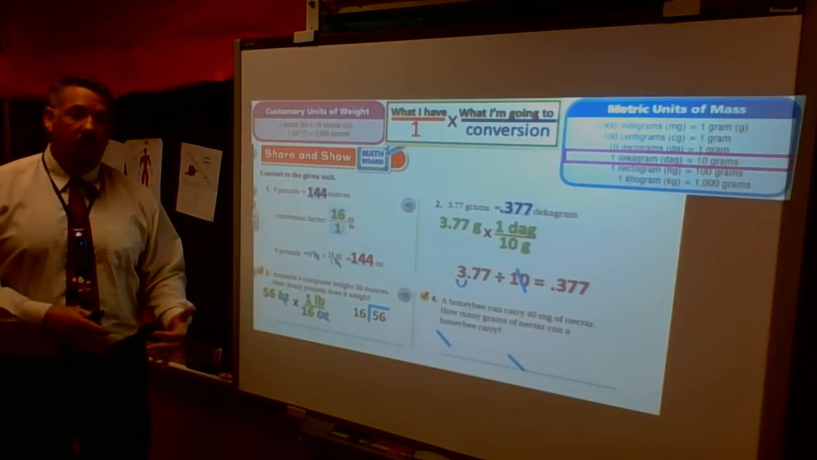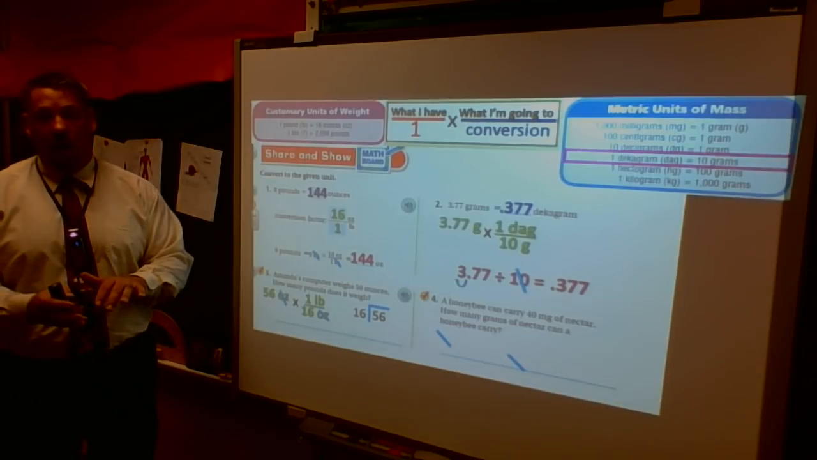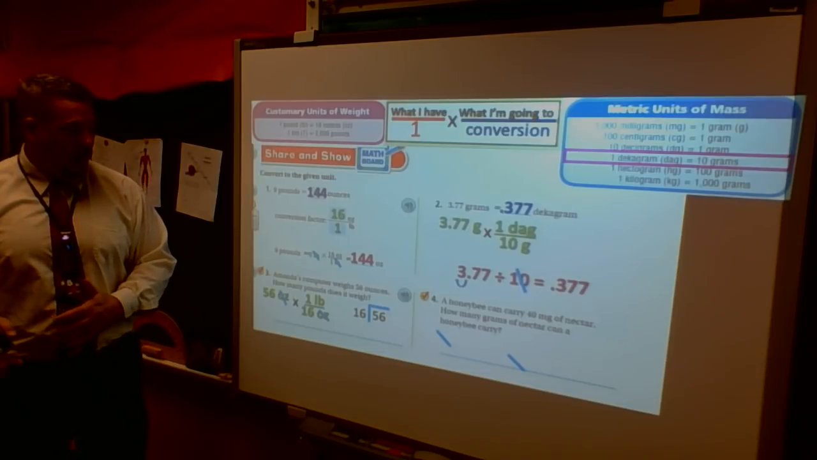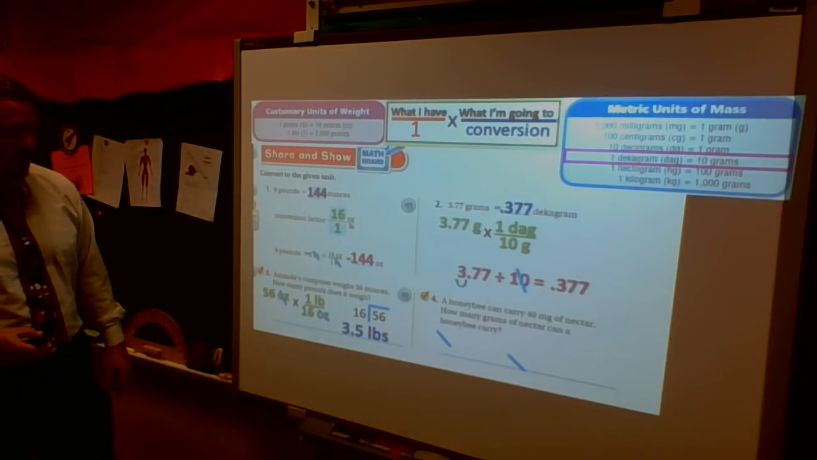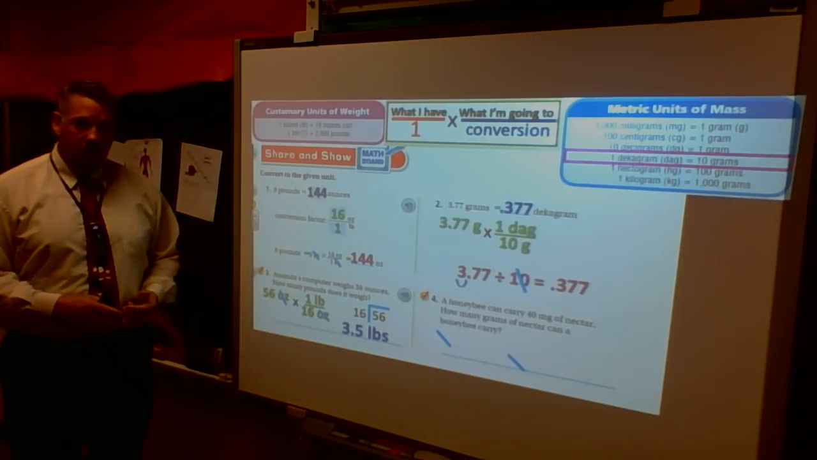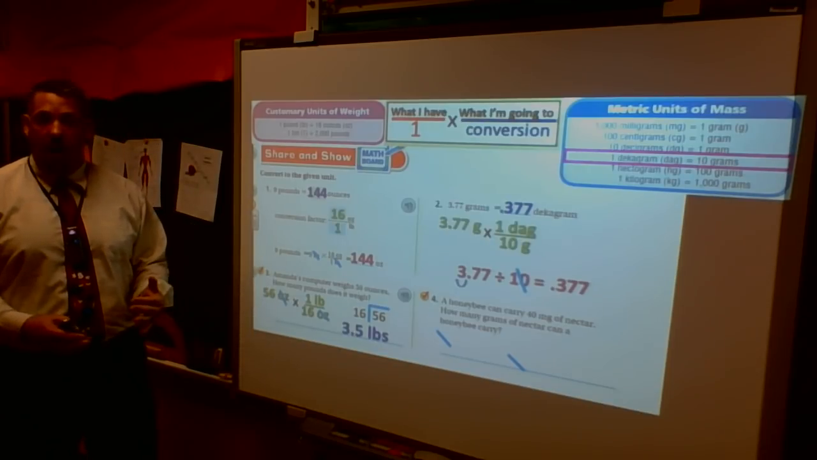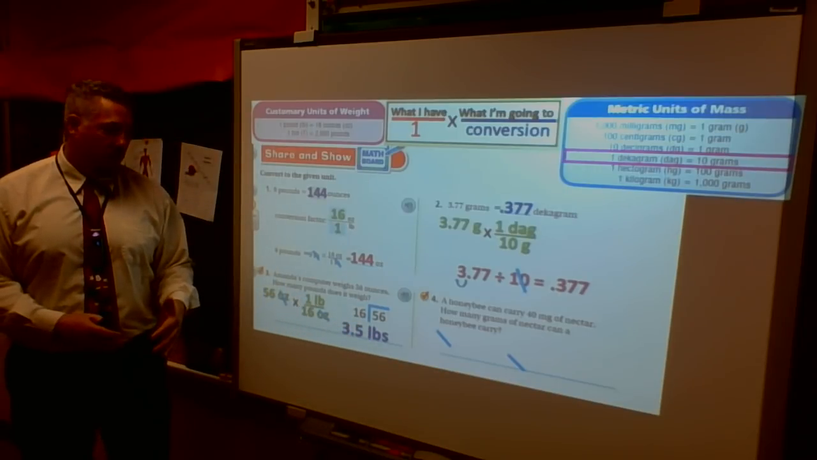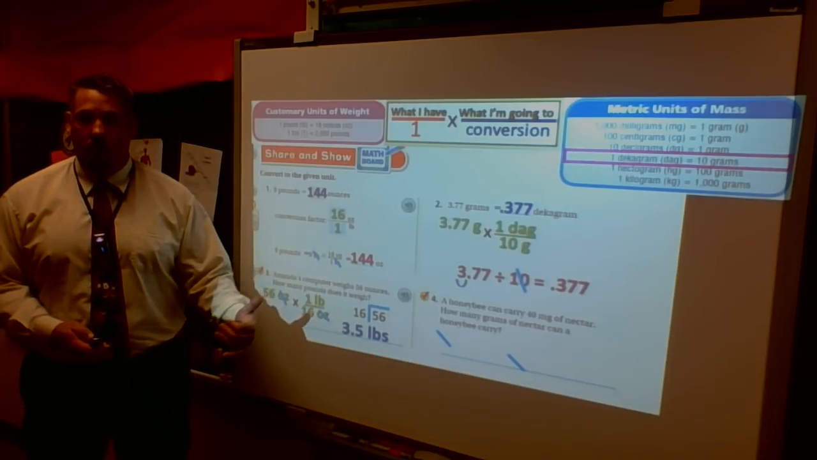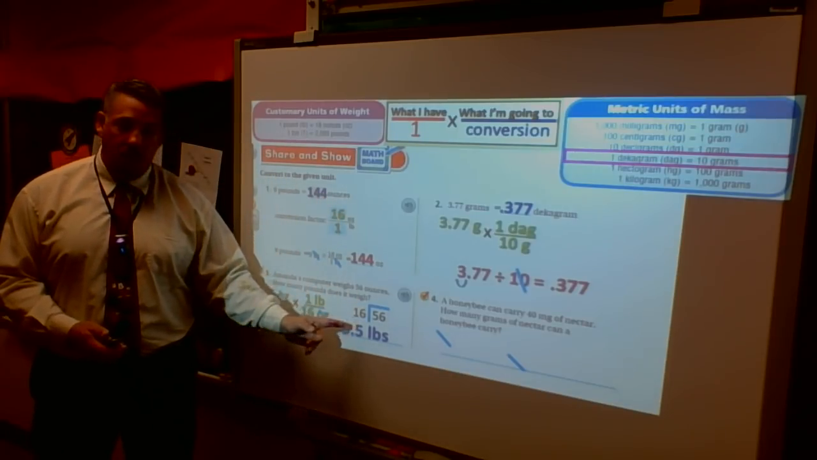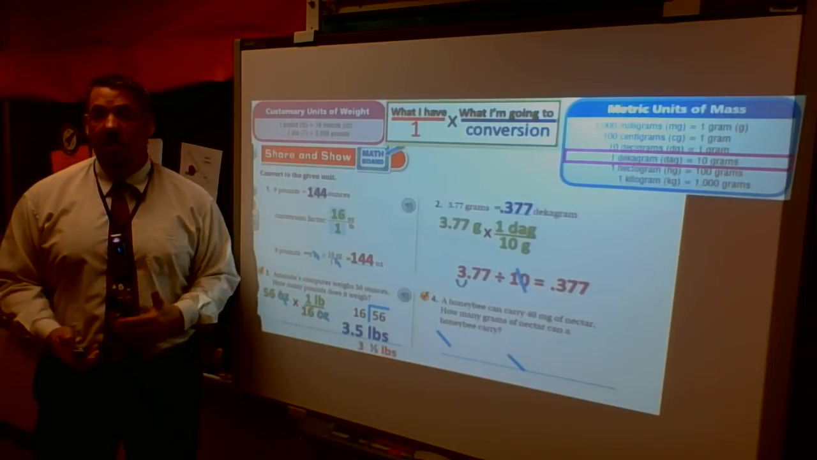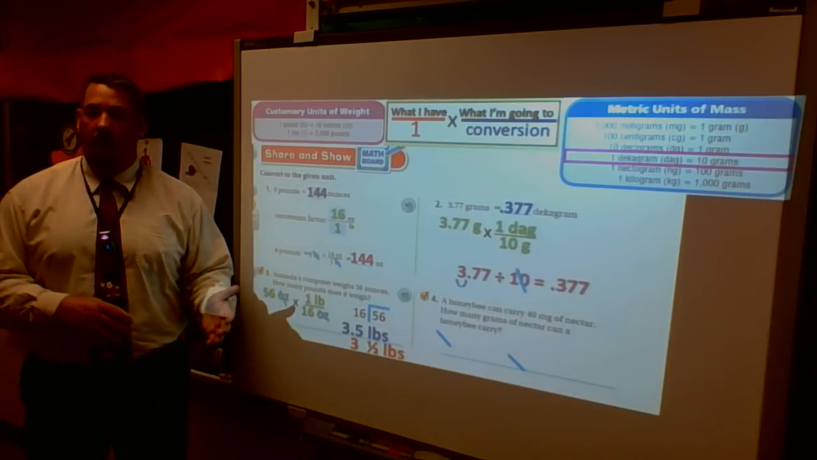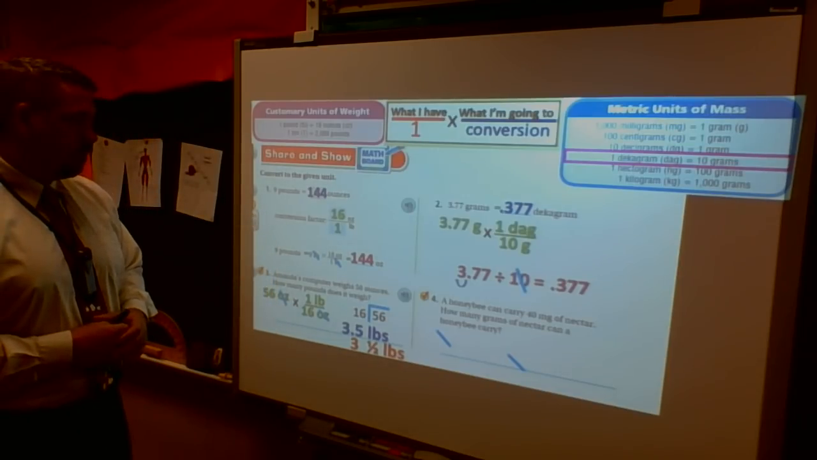If I have 56 over 16, then I know it's division. Any fraction is division. I take my top number, put it inside my box, divide by my bottom number. So the numerator is divided by the denominator. 16 goes into 56 3.5 times. So I know 56 ounces is the same as 3.5 pounds, or you could have done it as a mixed number. You could have seen that you had 8 left over, and 8 over 16, which is my divisor, tells me the same as 3.5. Either way, those are correct answers. 3.5 pounds is your correct answer.